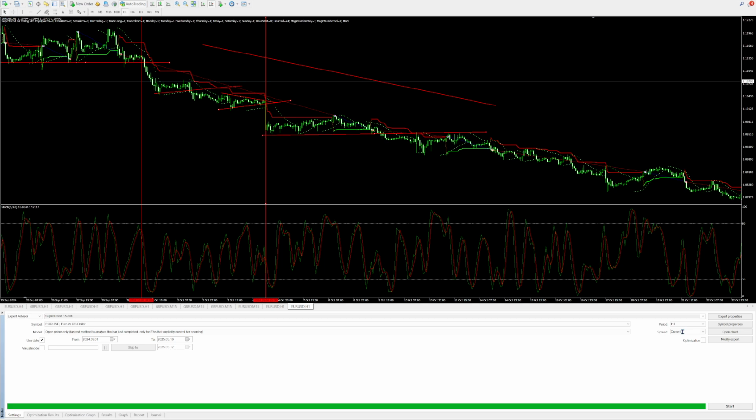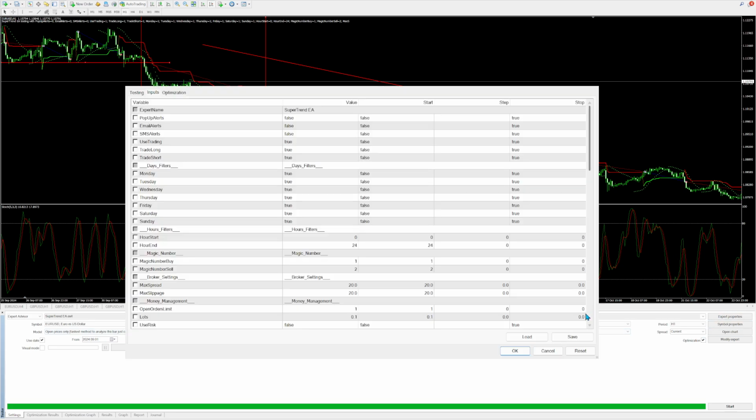Be careful if you do backtest in the strategy test on the weekend and you use current market spread, it might be higher than usual. And you just check optimization because we're running optimization. Go back to expert properties. Okay. What I'm going to do is I'm going to reset them.